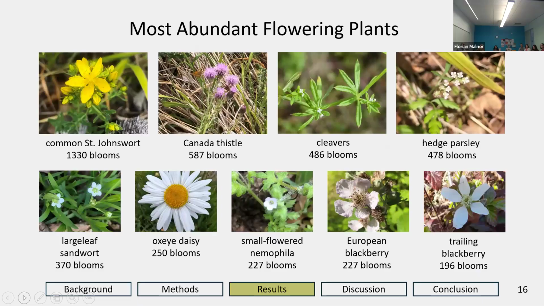And the most abundant of those were common St. John's wort that had 1,330 blooms. Then we have our Canada thistle with 587 blooms, our cleavers with 486 blooms, hedge parsley had 478 blooms, large leaf sandwort had 370 blooms, oxeye daisy had 250 blooms, small flower nemophila, this little fuzzy flower there, had 227 blooms, and European blackberry, that's an invasive blackberry species, that had also 227 blooms. And our native blackberry species, trailing blackberry, had 196 blooms.